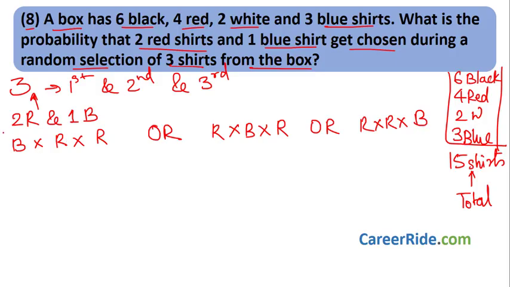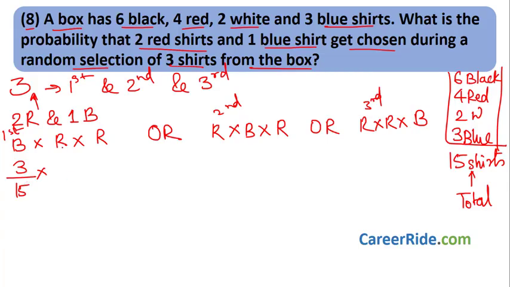Okay, now in the first scenario, where I choose blue, red and red, this is the second scenario, this is the third scenario. In the first scenario, first I choose a blue shirt. What is the probability of choosing a blue shirt? I want blue. How many blue shirts are there? 3. Total shirts 15, multiplied by, I take a blue shirt and keep it in my hand.